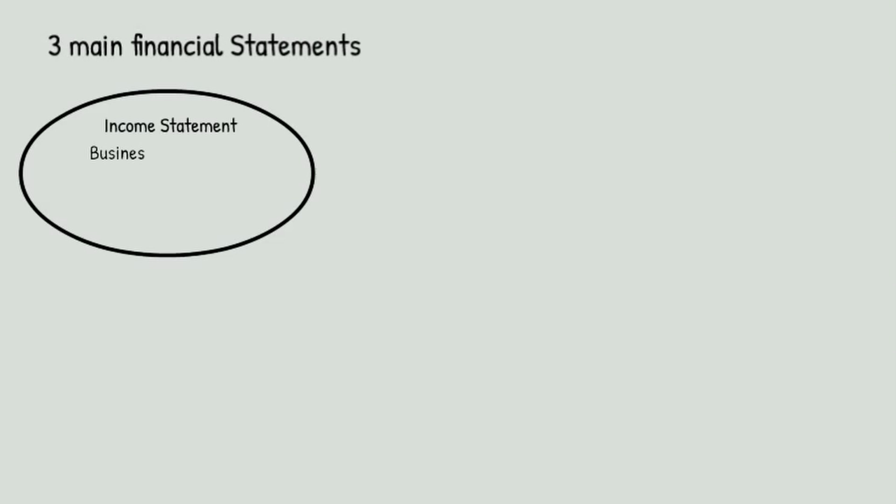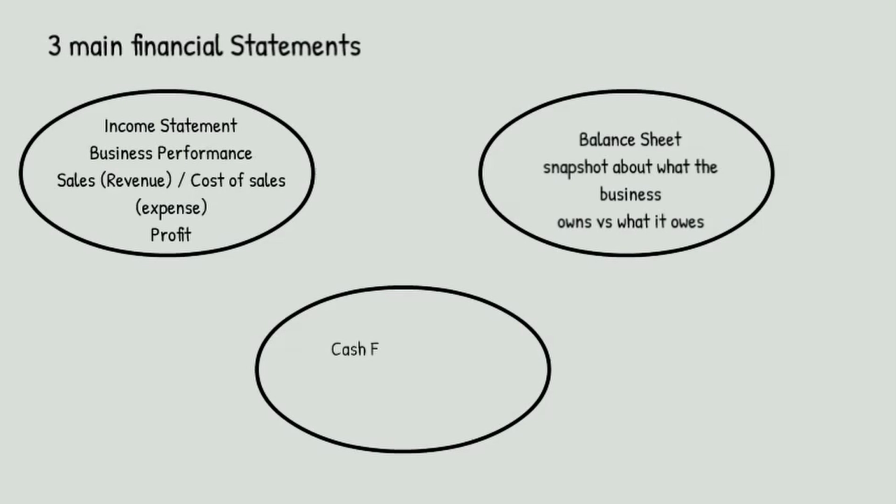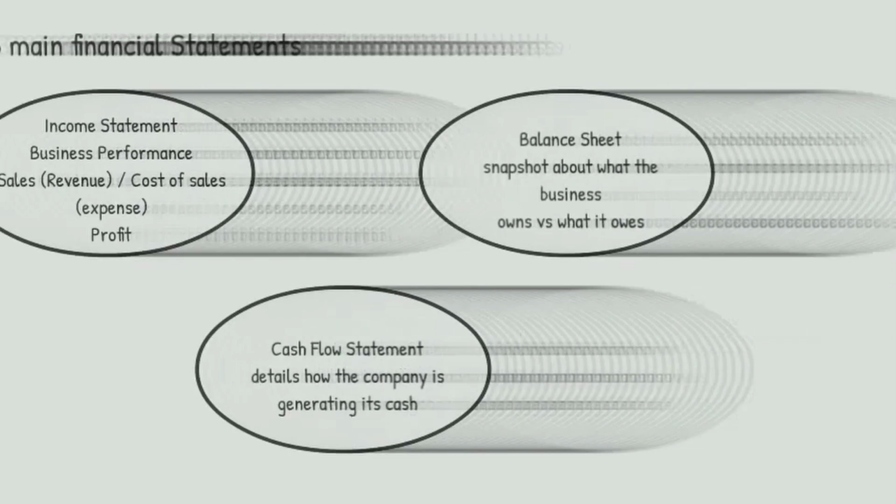The first one is the income statement, which provides an idea about the business performance and how much profit they are generating during a period of time. The second one is the balance sheet, which shows a snapshot of the financial position of the business at a specific point in time, and we'll talk in more detail about it in this video. The last one is the cash flow statement, which shows how the company is managing its cash, how it's generated and where it's being expensed.